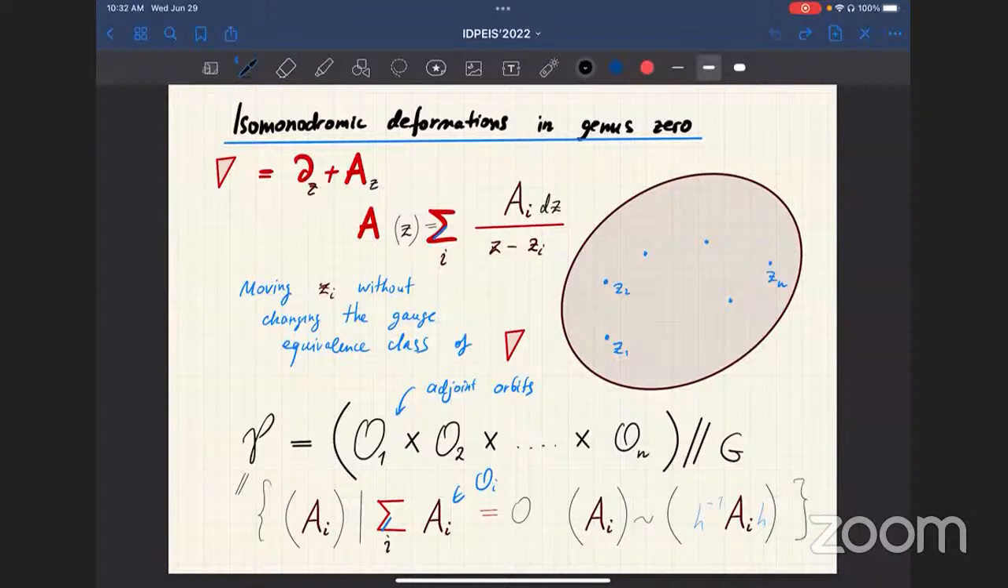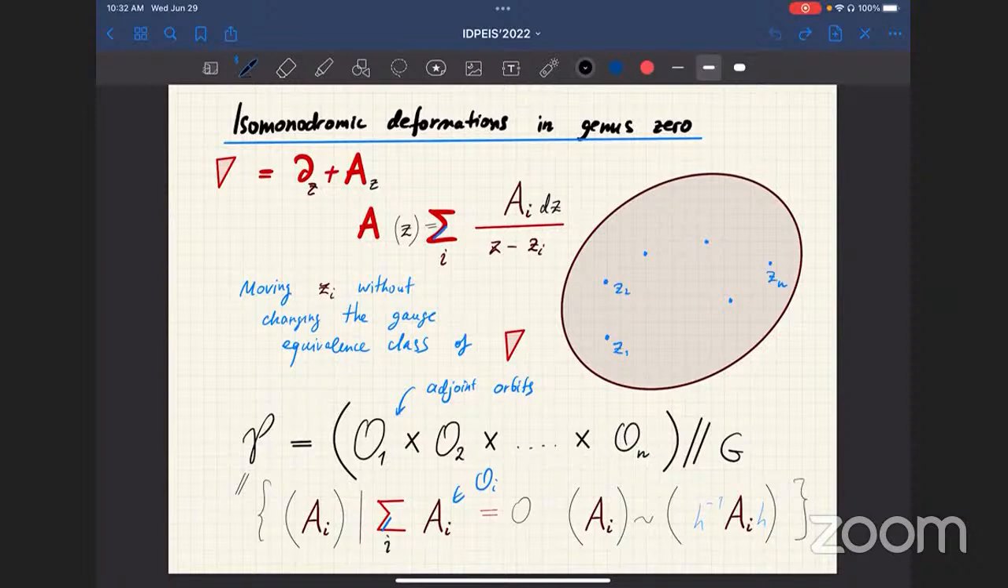So let me start by reviewing the story of isomonodromic deformations of meromorphic connections over genus zero curves. So this is the century-old mathematical problem. It has famous names, which I forgot to write attached to it, like the Riemann-Hilbert problem.